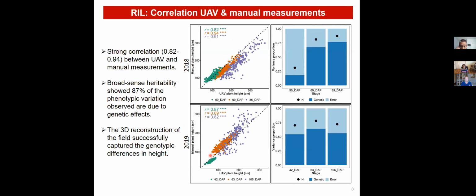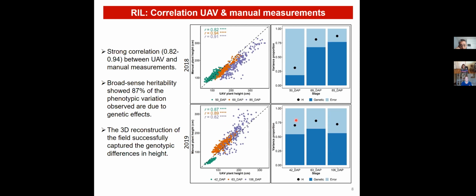So for the real population, we are now interested in knowing how this UAV estimated height compares with the manual measurements that we had taken at each overflight. As we can see on the two scatter plots on the left, both in 2018 and 2019, there was a strong correlation between UAV estimates and manual measurements.